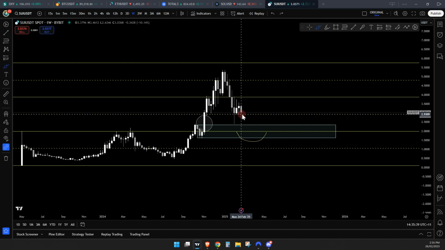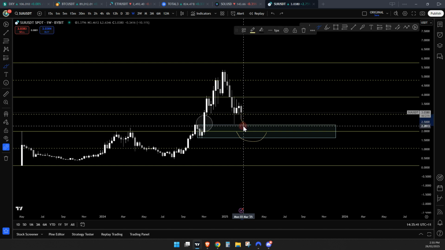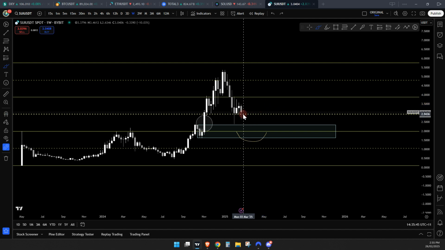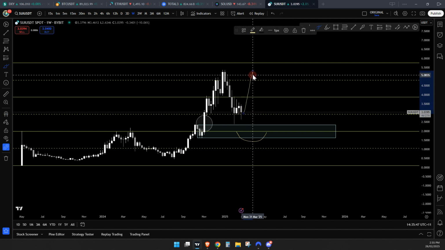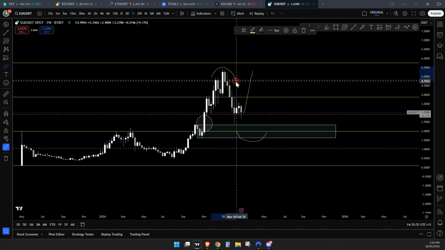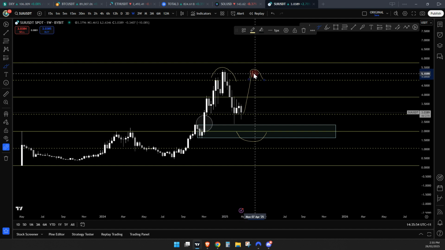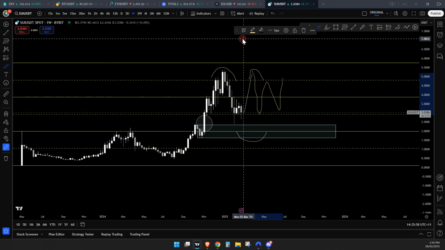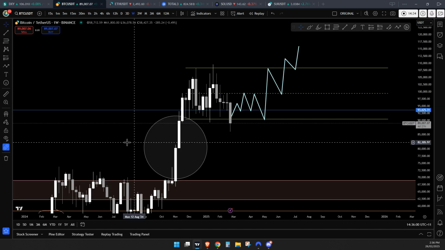Not saying alts could not still tank a little bit. It could still do something like that. Or it could just possibly range in between. So this half to this half. And that's just basically a deviation of that. We could create another deviation of that and continue this choppiness until BTC decides to break out.